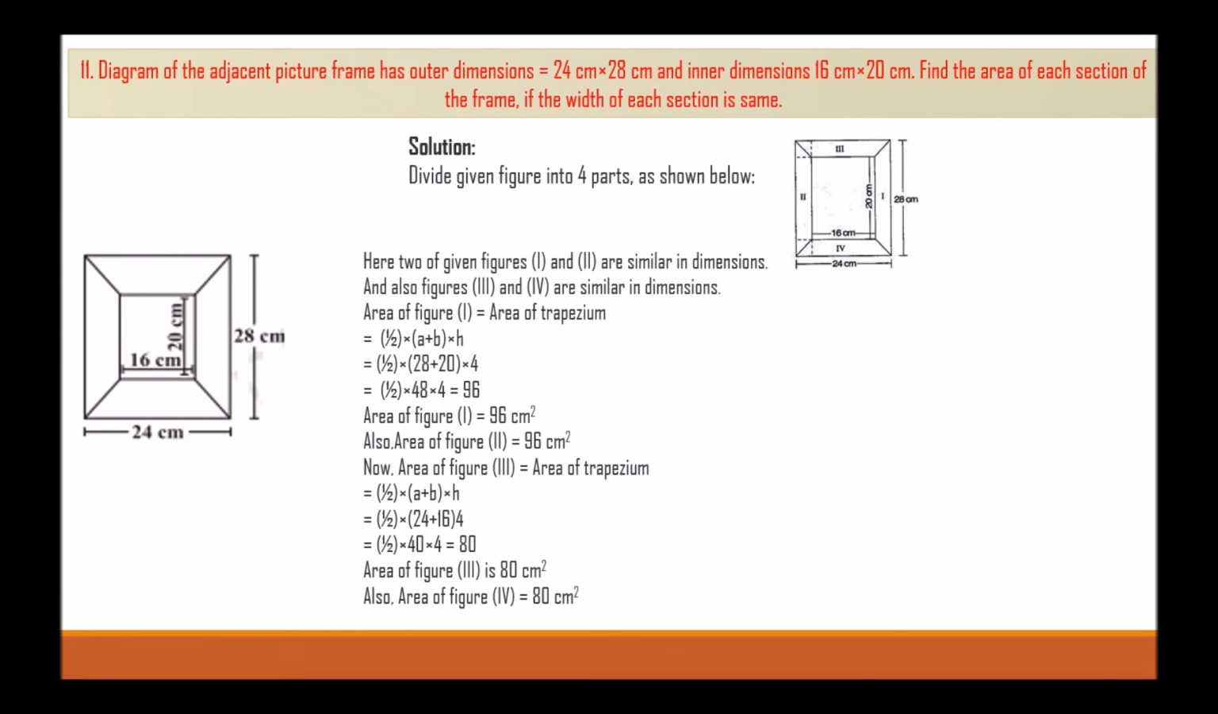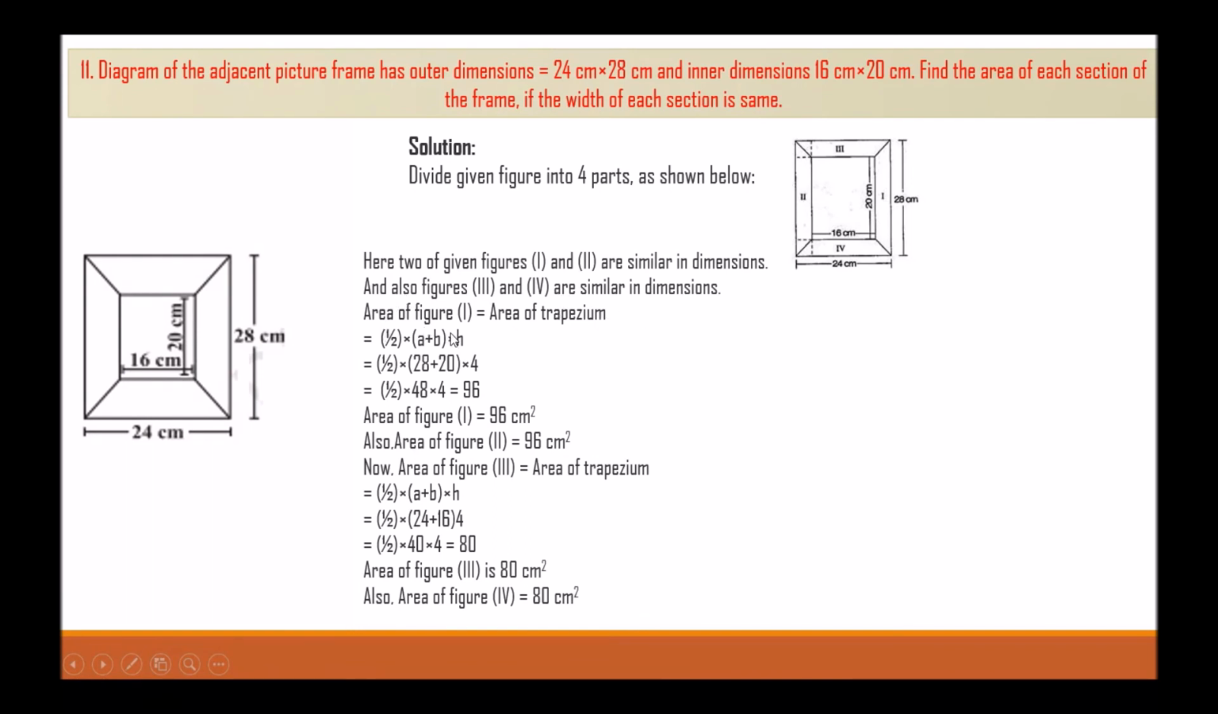11th one. Diagram of an adjacent figure: frame has outer dimensions equal to 25 centimeter and 28 centimeter and inner dimensions equal to 16 centimeter and 20 centimeter. Find the area of each section of the frame if the width of each section is same. So two figures 1 and 2 are similar in dimension. Figures 3 and 4 are similar in dimension.